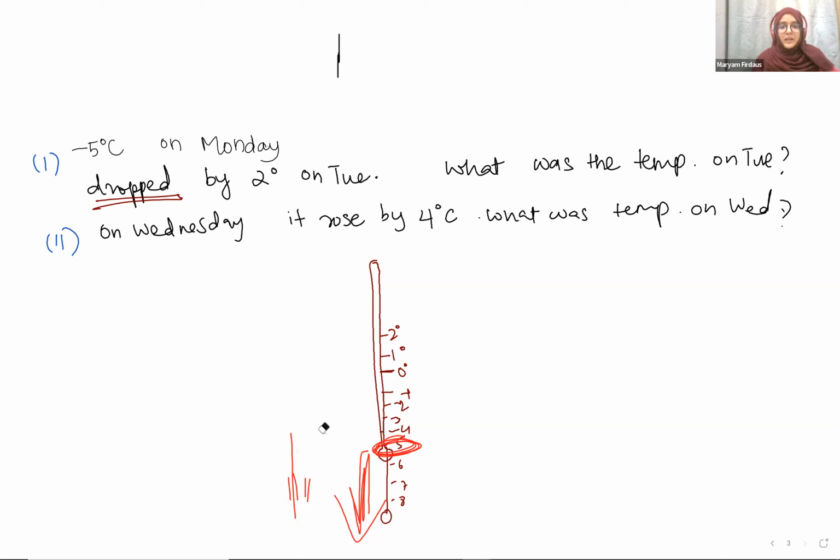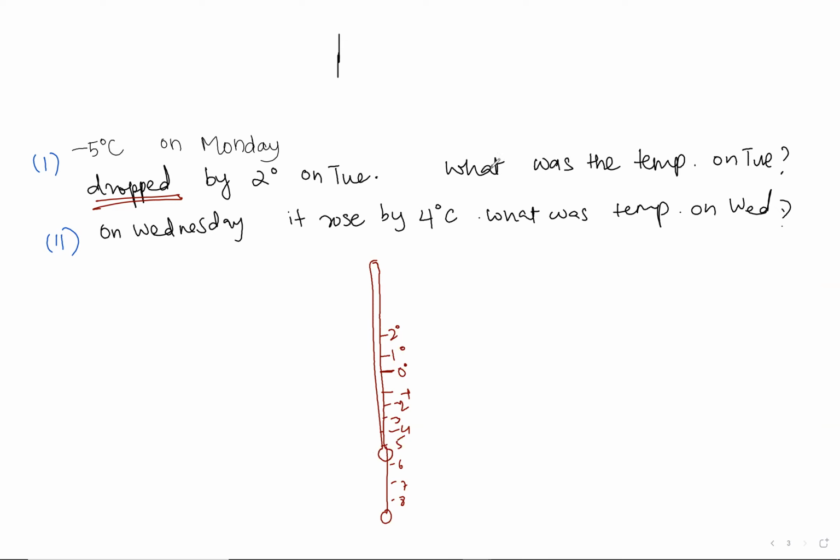So now can you tell me, if it dropped by 2 degrees, how much did it become on Tuesday? Hiba, on Monday, it is -5. Then on the next day, it dropped by 2 degrees. If you drop this by 2 degrees, where will you reach? -7. Yeah. So on Tuesday, it was -7 degrees Celsius. Is it clear, Hiba? Any doubts? Clear.